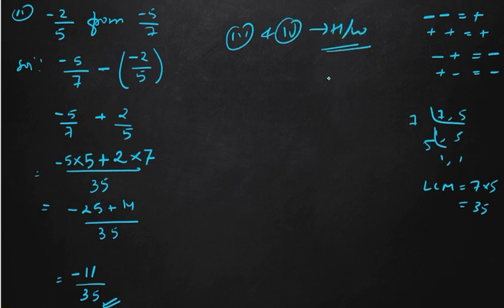Now we will solve question number 4. The question is: the sum of two rational numbers is minus 4 by 9, and if one of them is 13 by 6, find the other. That means suppose we have two rational numbers, and if we add them we get minus 4 by 9. If we add these two rational numbers, we will get minus 4 by 9. One of the two rational numbers is given, 13 by 6. We need to find the other.